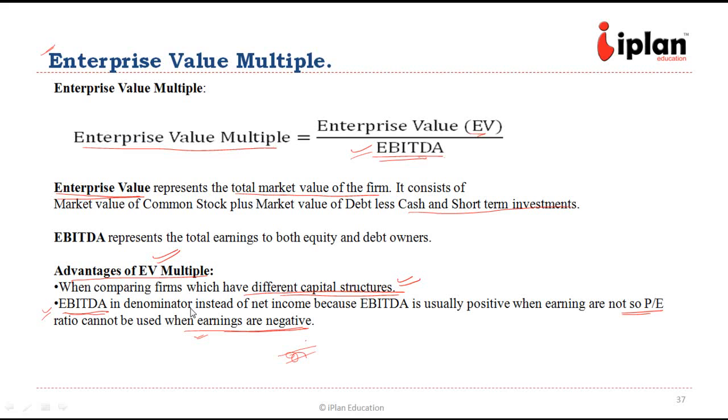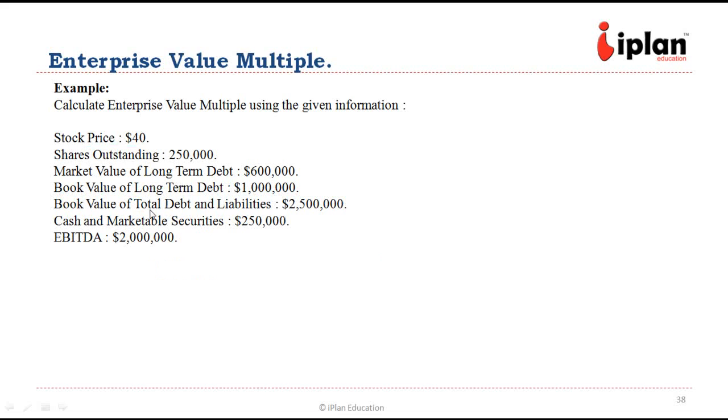Let us take an example here. The stock price is given to be $40, shares outstanding 250,000. Market value of long-term debt is 600,000. Book value of long-term debt is $1 million. Book value of total debt and liability is 2.5 million. And the cash and marketable securities are valued at $250,000. EBITDA is also given, which is $2 million. We need to find out the enterprise value multiple.